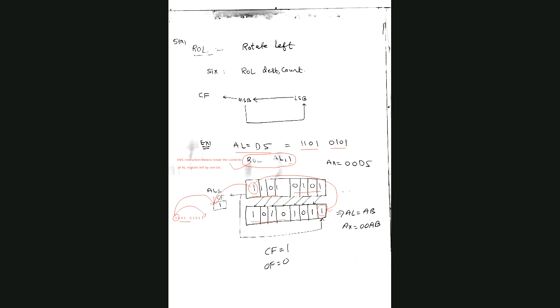See 1010, you get this new number. This 1010 in hexadecimal is A, we know that. And 1011 is 11, which is nothing but B in hexadecimal. So initially AL was D5. When I execute rotate left by 1 bit, then the value of AL is AB. But this is the value of AL, and I want the value of AX. AX is 16 bit, so the AH part will be 00 only and the low part will be AB. So the value of AX is 00AB.